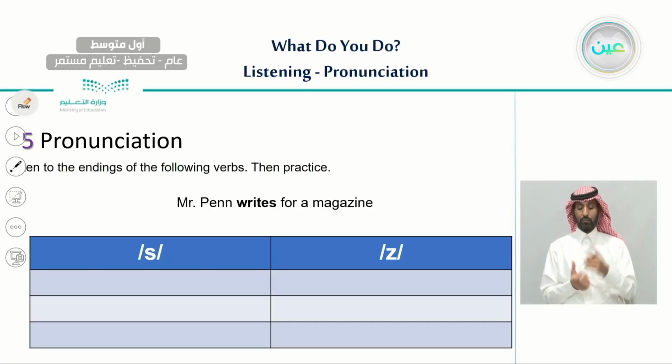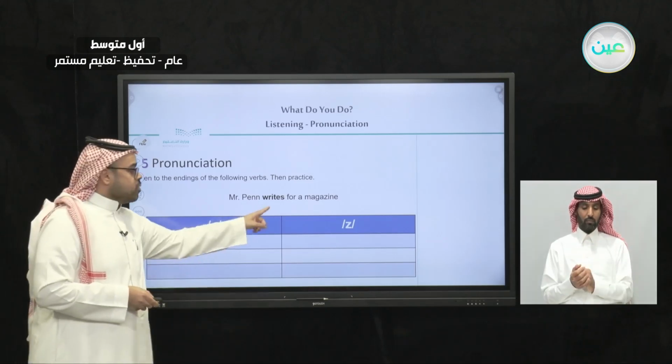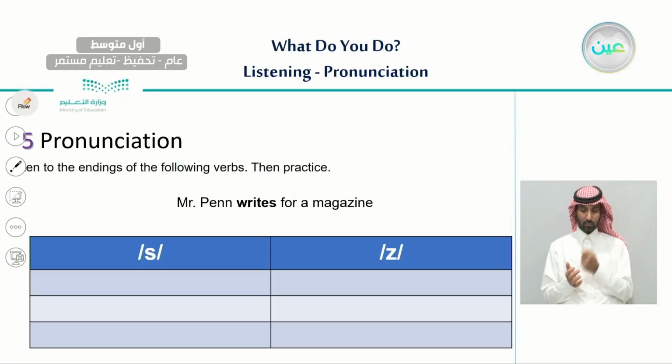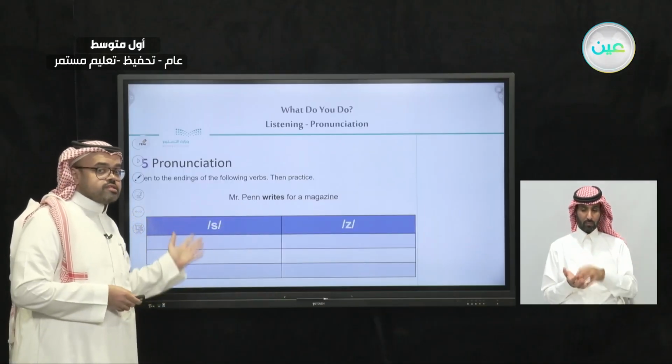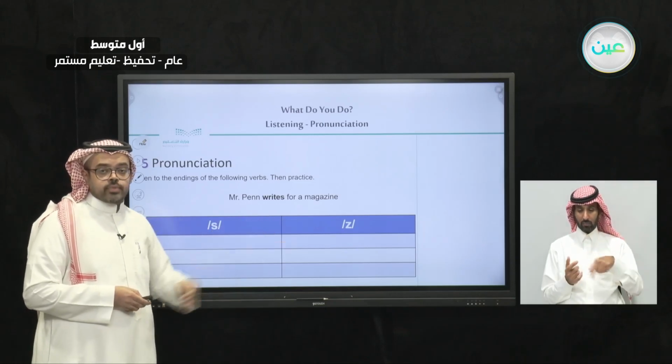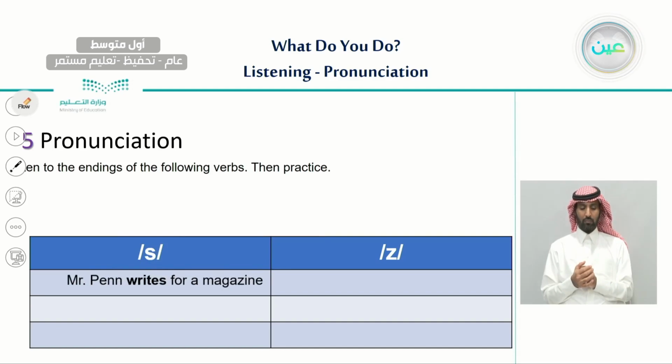The first one: Mr. Ben writes for a magazine. So here the word is writes. Where should we put the ending of this verb? Should we put it with sa or with za? Very good. Here we put it with the S sound, the sa sound.